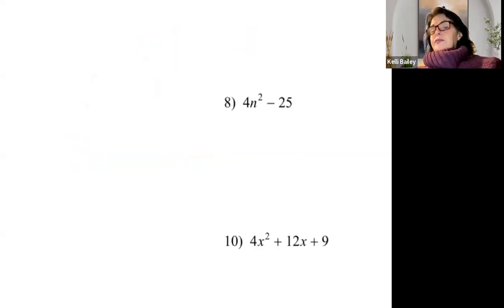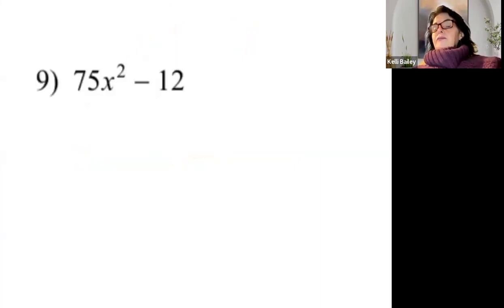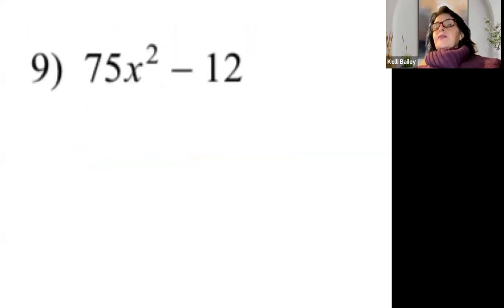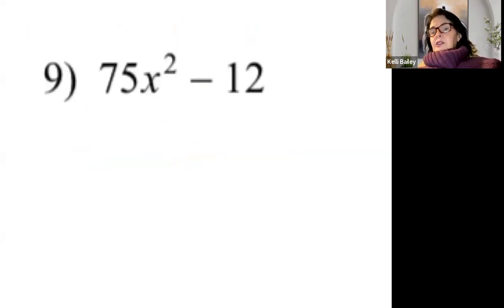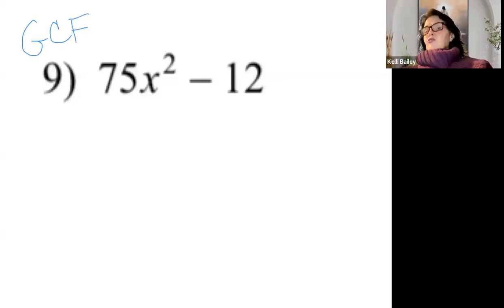Next one. Let's see. Well, that's a difference. Not perfect squares, though. 75 is not a perfect square. Let's see if we can find a GCF. So always, always look for a GCF. Okay, it looks to me like 3 goes into both of those. So how about I pull a 3 out here and make that be 25x squared minus 4.